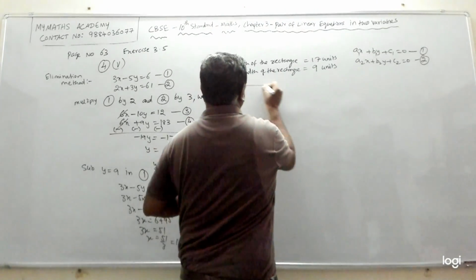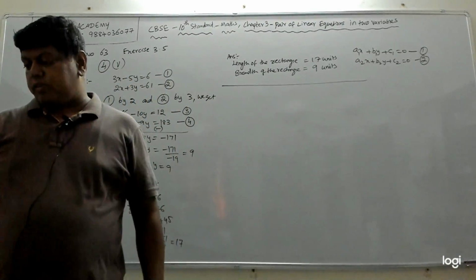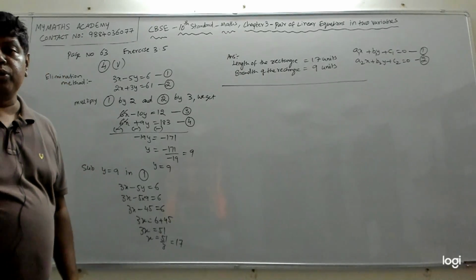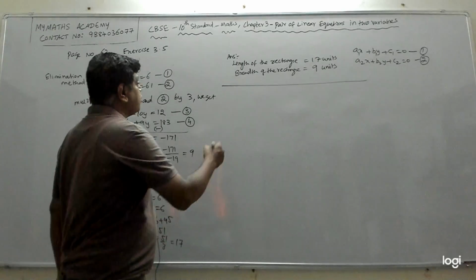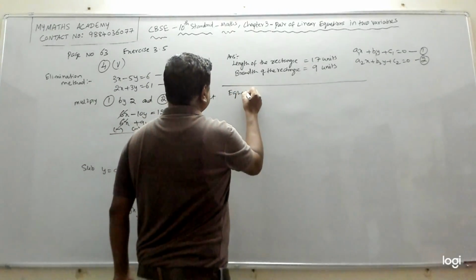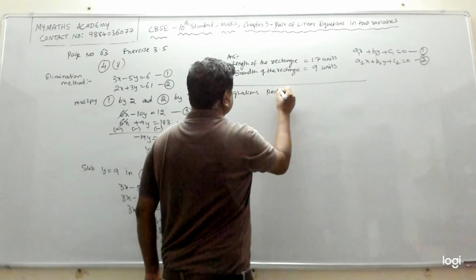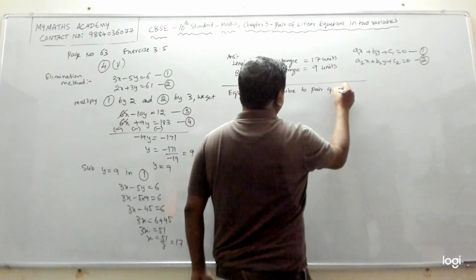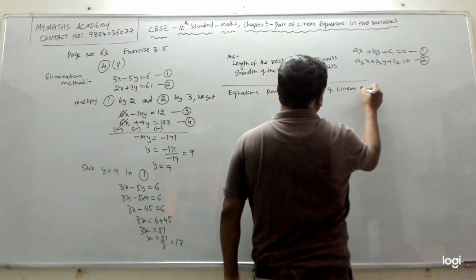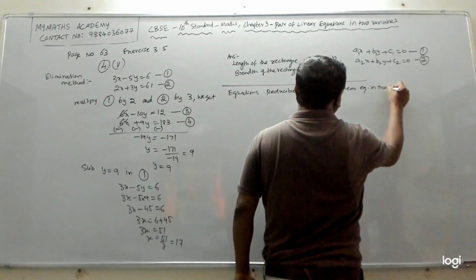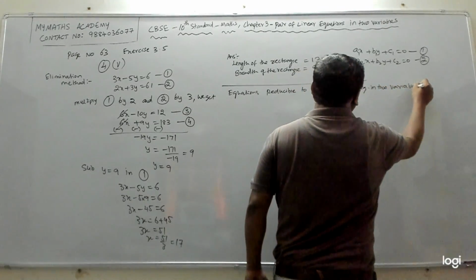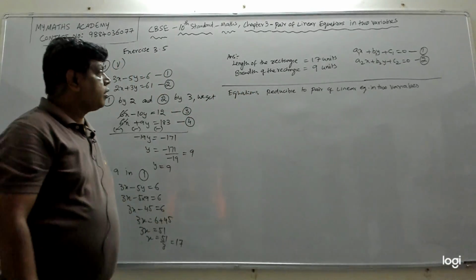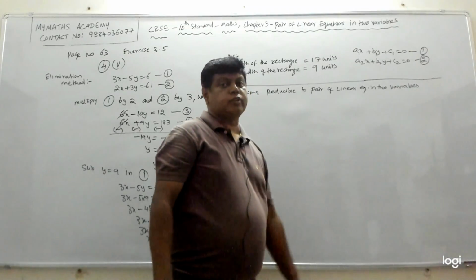So the next section is on the same page number 63. It is equations reducible to a pair of linear equations in two variables. Equations reducible to a pair of linear equations in two variables.